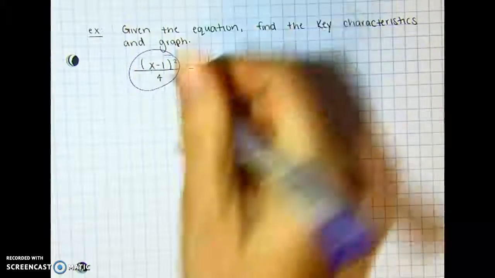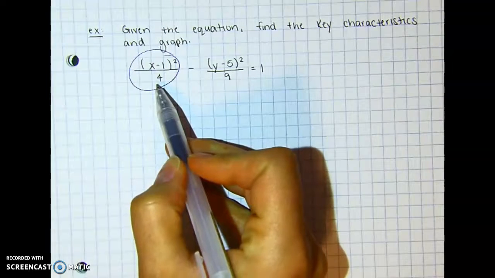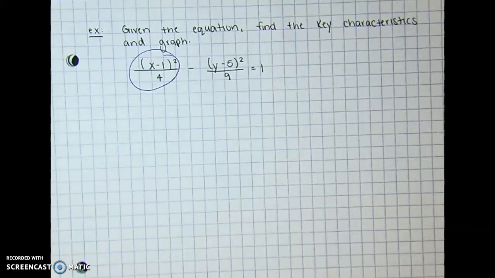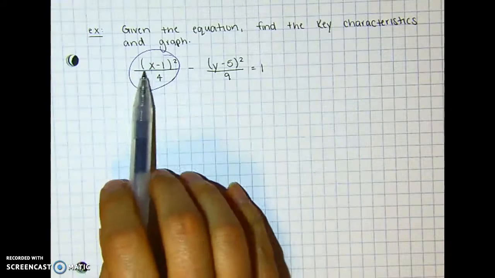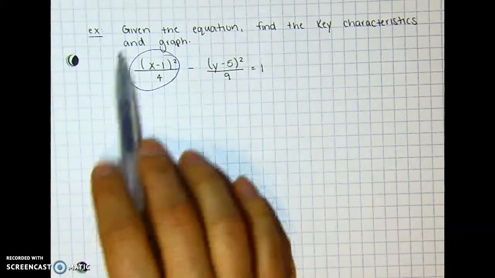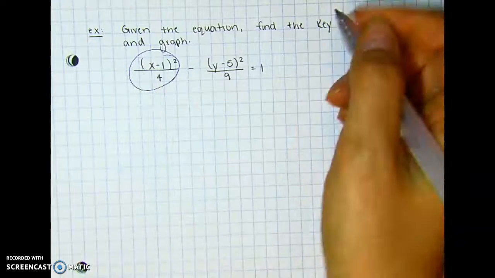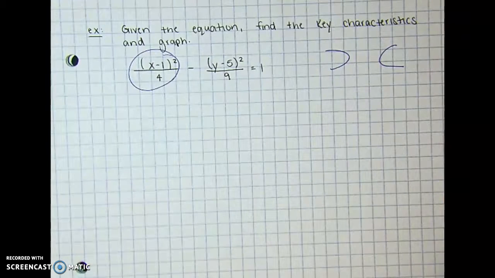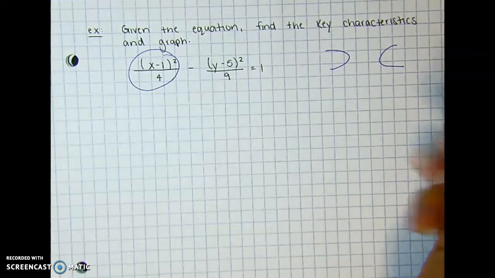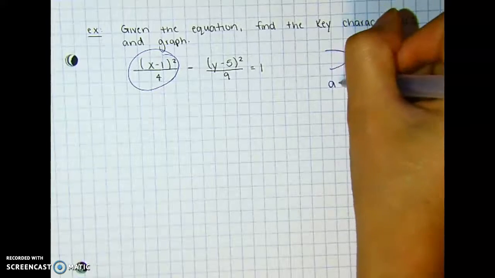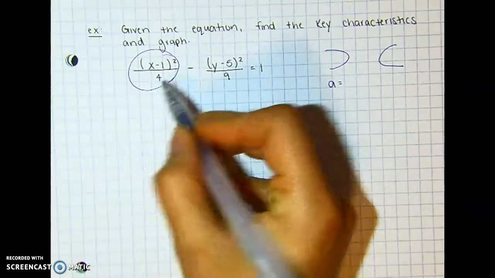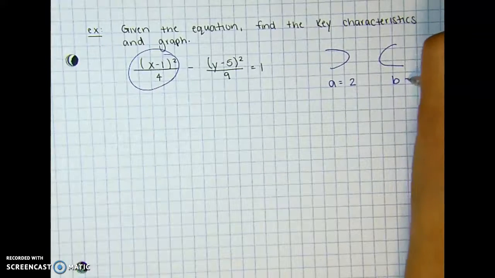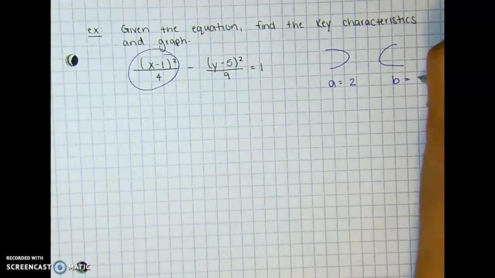Because this is going first, right? Because it's (x minus 1) squared over 4, that means that we are going to be opening to the left and to the right, okay? So that being said, we know that a is going to equal 2, and b is going to equal 3.